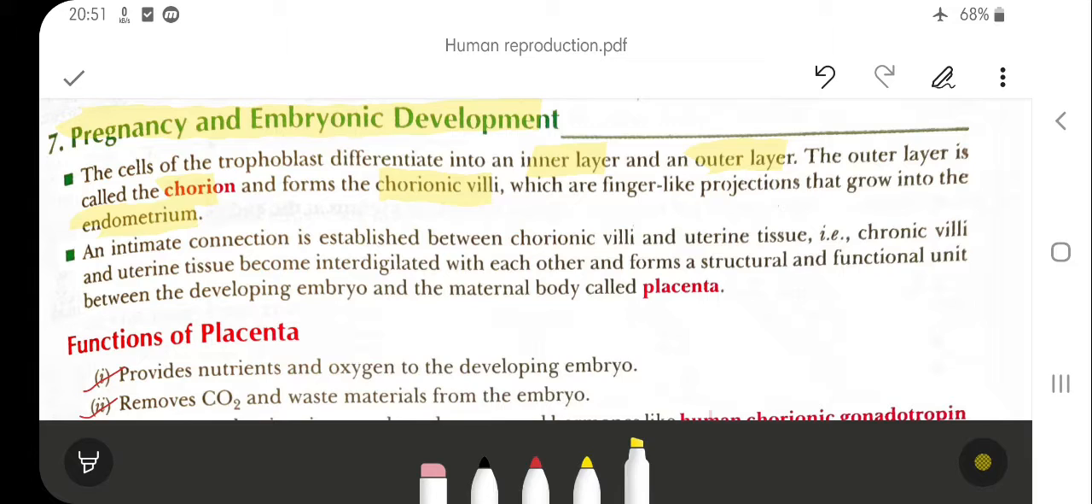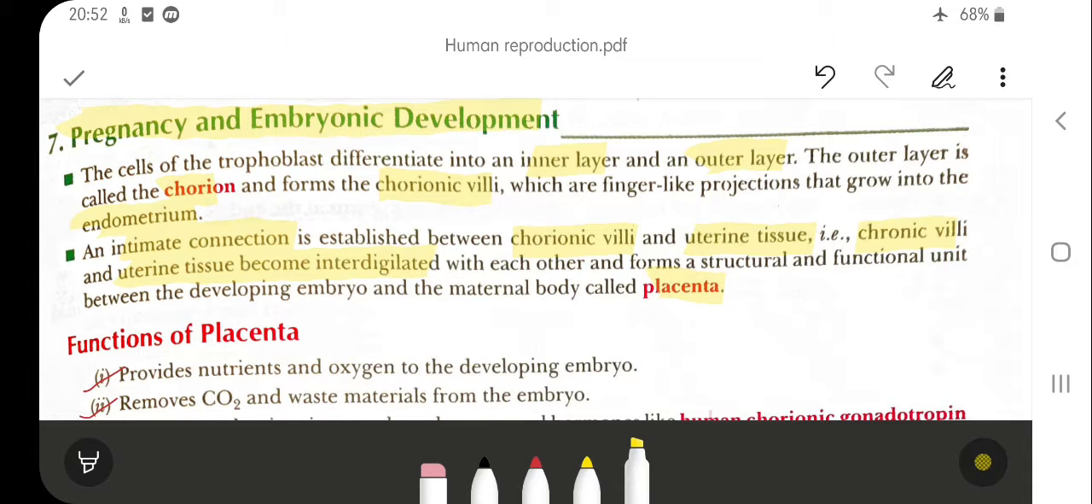So the layer coming out from the trophoblast will interdigitate into the endometrium, the inner layer of the uterus, and then they will form a special connective tissue between the mother and the embryo, and that special connective tissue is known as the placenta. An intimate connection is established between the chorionic villi and uterine tissue. That is, they interdigitate with each other and form the structural and functional unit between the developing embryo and the maternal body, called the placenta.